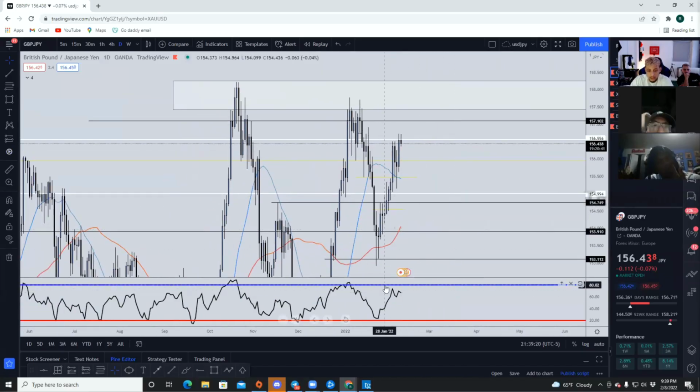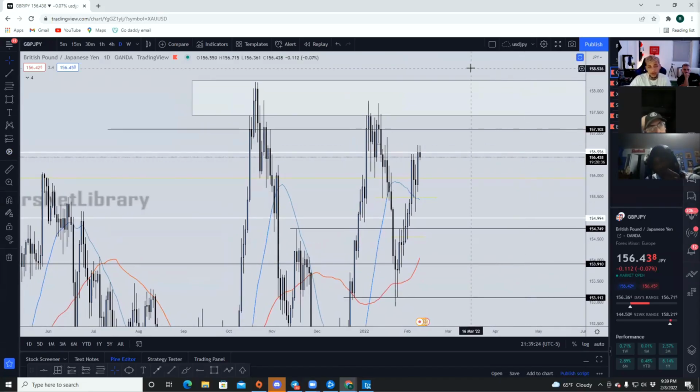You check the RSI here on the daily time frame. There is also RSI divergence. So that's pretty much the breakdown for now.